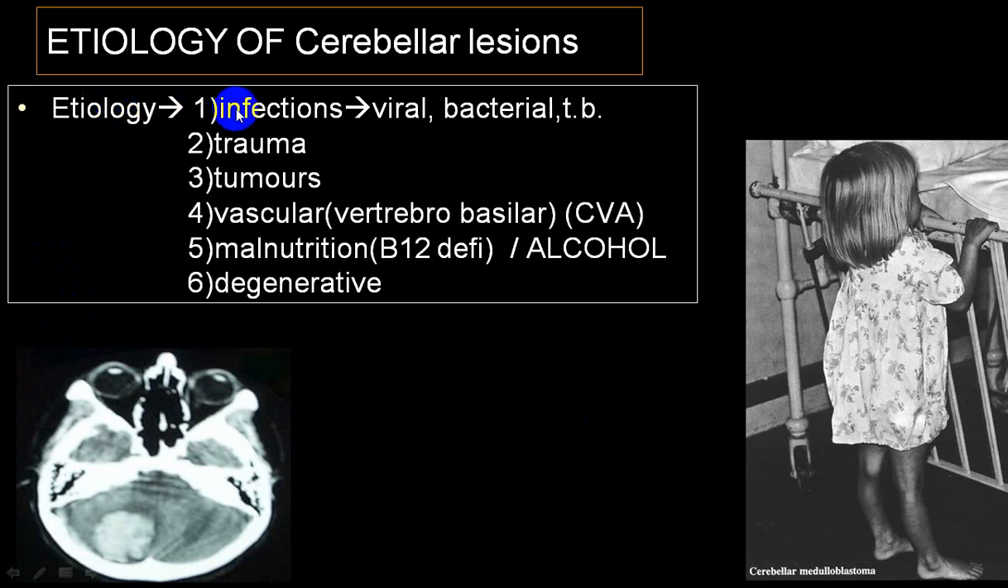Now the cerebellum can be damaged because of infection like bacterial, viral, tuberculosis, can be damaged because of trauma, tumors, which may be primary or malignant, or can be damaged because of vascular pathophysiology, and the blood supply mainly to the cerebellum is by the vertebro-basilar artery territory. It can also be affected because of B12 deficiency, alcohol, and you can have degenerative disorders in the cerebellum. Also, it can be affected by drugs and chemicals.